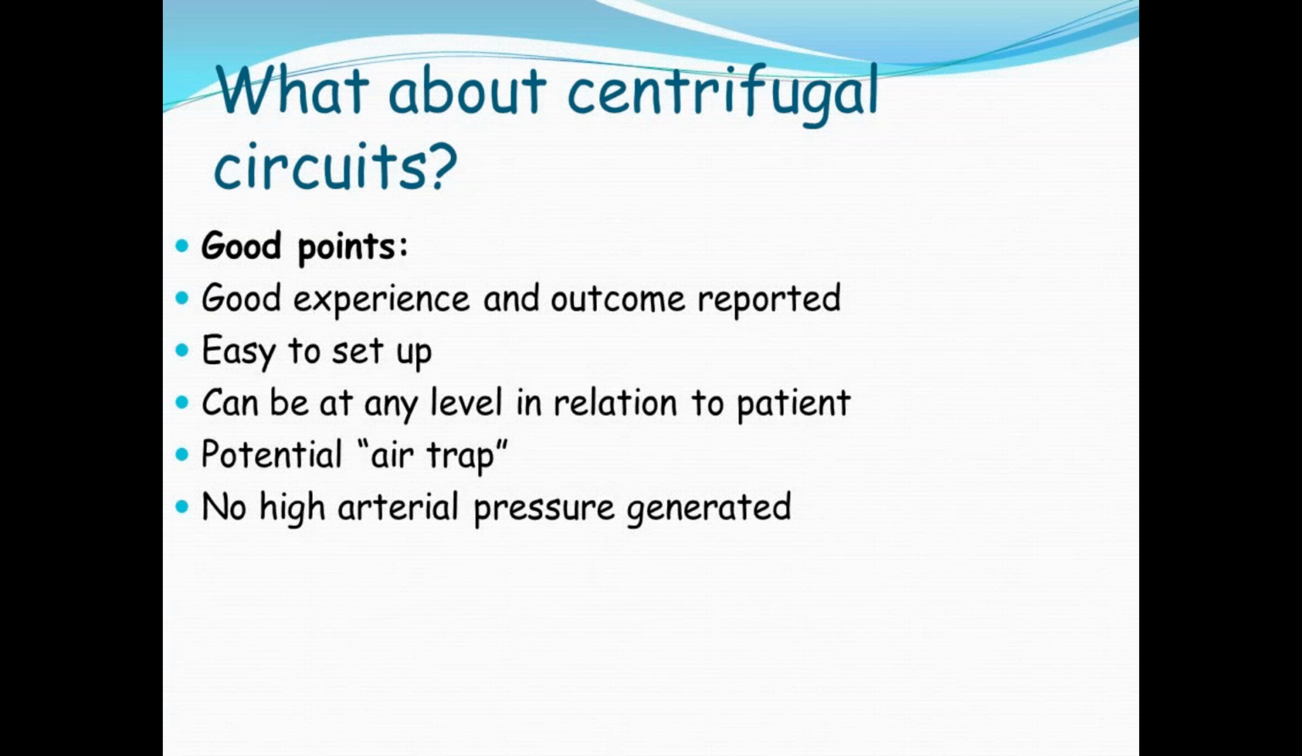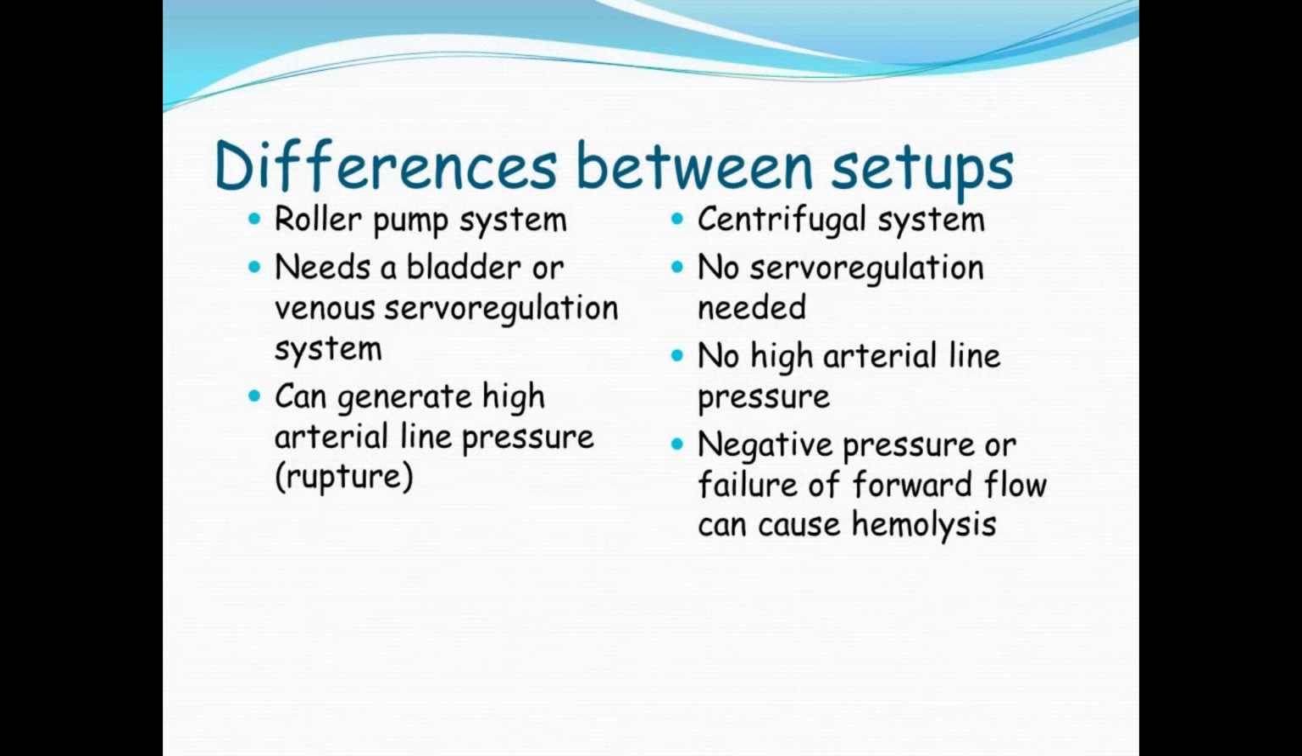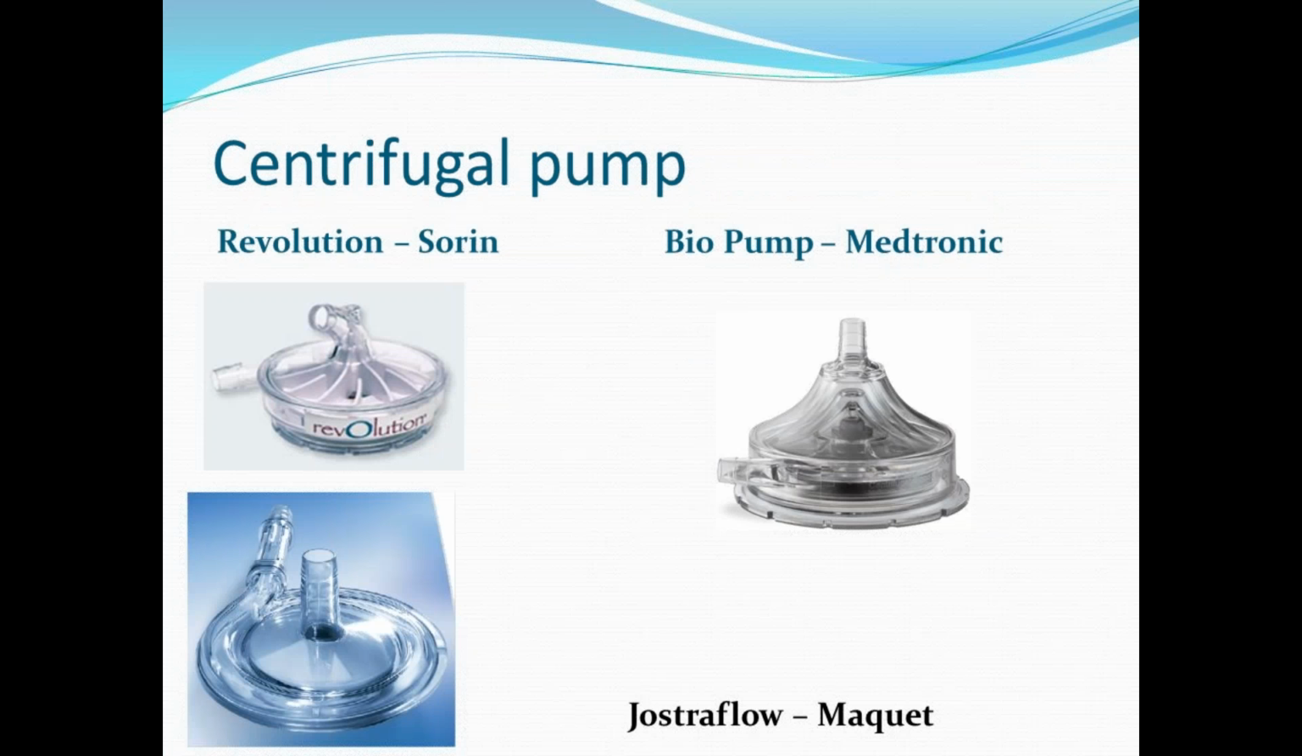Centrifugal pump is easy to set up, gives better results, the air trap is always there, and there is no high arterial pressure that will lead to rupture. Roller pump needs a bladder and venous regulation. This does not require a bladder and venous regulation. The roller pump can generate high arterial pressure, rupture. This does not cause high arterial pressure. The only thing is it can give us negative pressure and thereby can lead to hemolysis and increased cavitation. So this is how the pumps look.